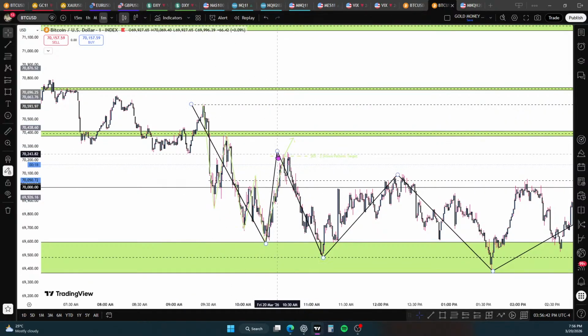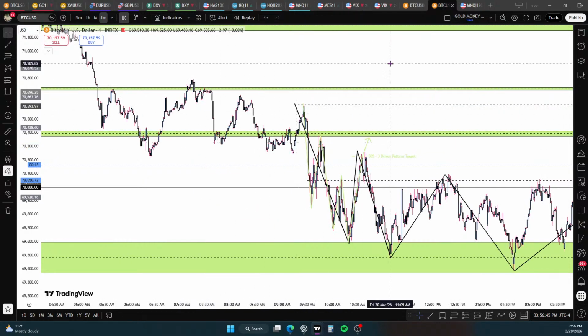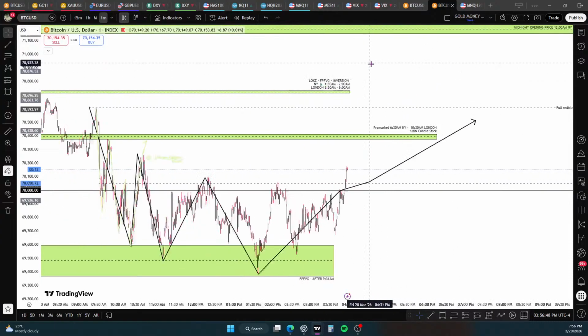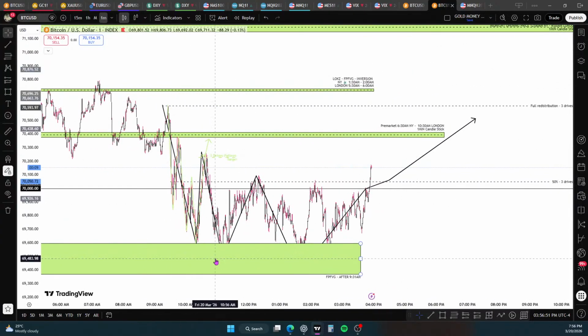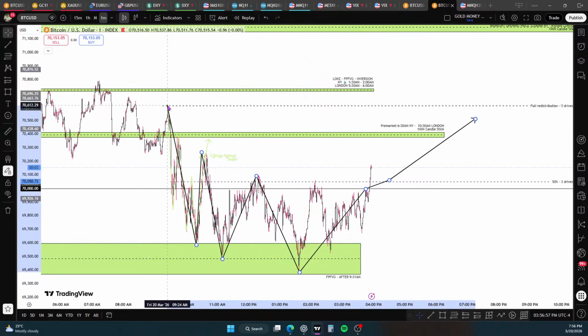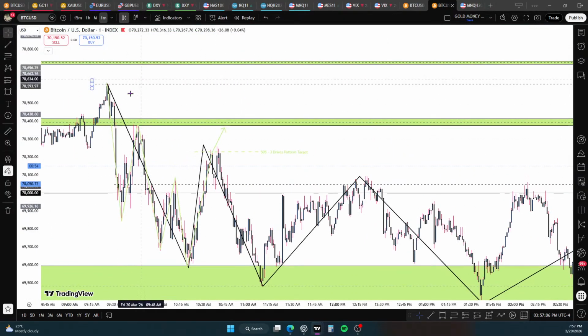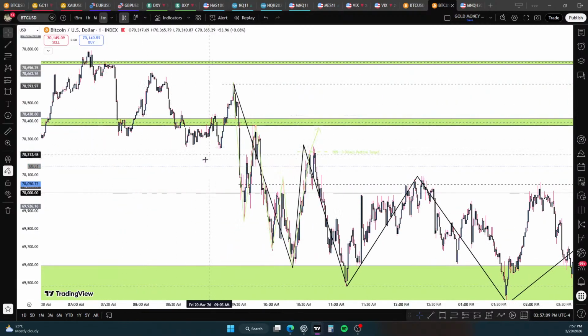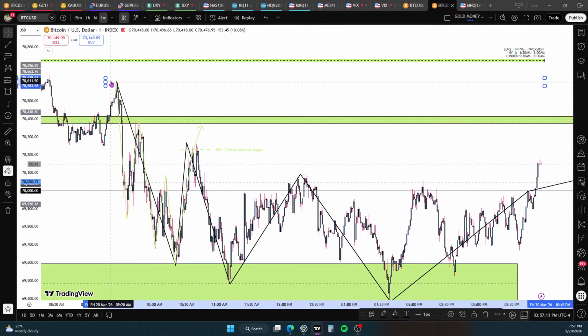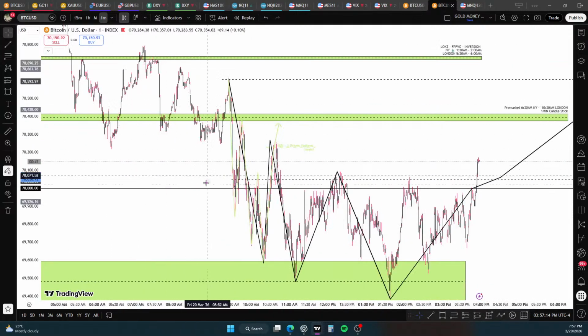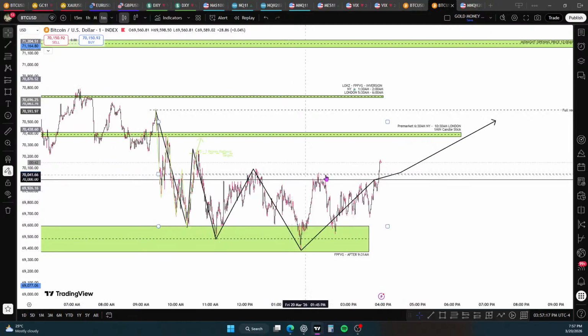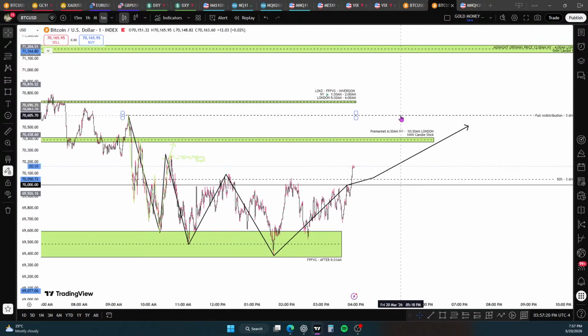But it didn't hit the full redistribution. But what's funny is the target for this three drives pattern on the 15-minute time frame, which is the 1, 2, 3 lows, uses the same high here. So this formation of the three drives pattern on the 1 minute time frame uses the same high as the one that's formed on the 15-minute time frame. So that gives me more conviction for this high to be met here.